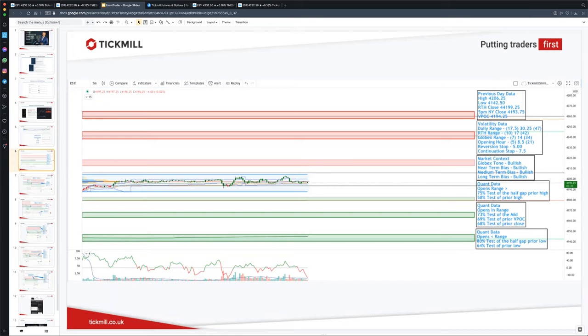I also highlight quantitative probability plays based on where the cash or the regular trading hour session opens in relation to the prior day, either above, below, or within the range. And I give key levels and the probability of price testing these key levels over an extended data set. This can prove useful for trade entry, exit, and management.